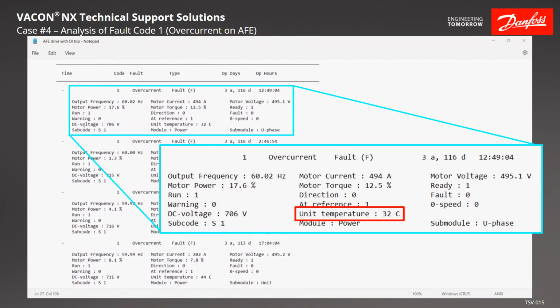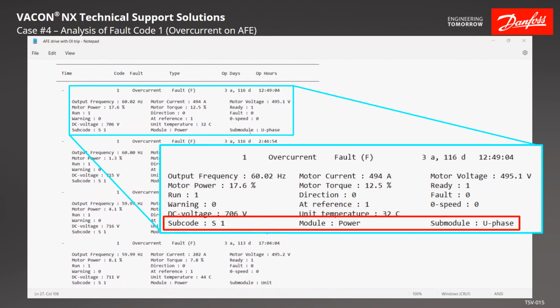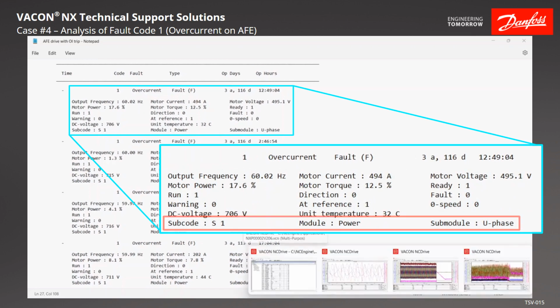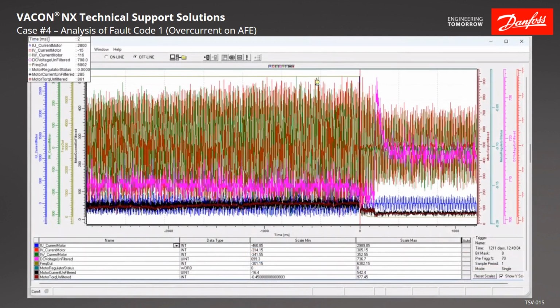Then there's the temperature in the drive, and then it gives you the same subcodes as we had before. This is an S1 overcurrent trip, so that would be a hardware overcurrent trip. It's in the power module, and the drive thinks it's in the U phase. So let's take a look at the data log for that.